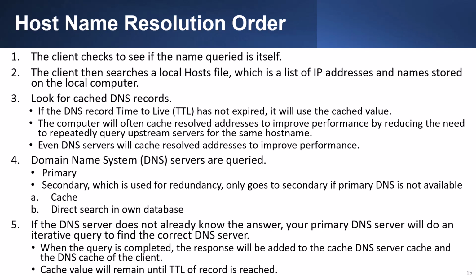The client checks to see if the name queried is itself. The client then searches a local host file, which is a list of IP addresses and names stored on the local computer, and then looks for cached DNS records. If the DNS record time to live has not expired, it will use the cache value.